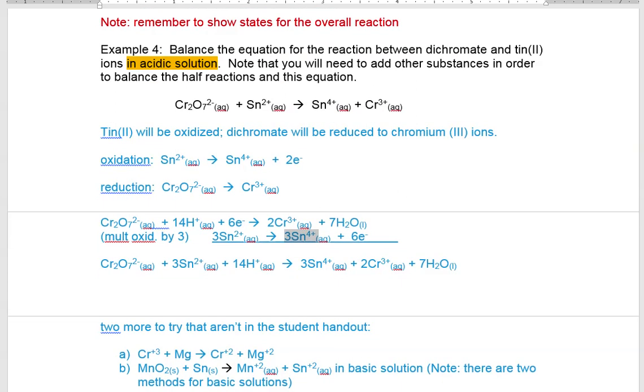Now there's 2 more I'd like you to try that aren't in the student handout. So I suggest you pause the video and try these. I will point out, at this point, you probably can do question A quite easily, but question B is a little trickier. So if you get stuck on some part of question B, start the video up again and watch for the solution of that one. I'll give you a hint, right? It's a basic solution. With the acidic solution, we could add hydrogen ions and water. With the basic solution, think about what you can add.